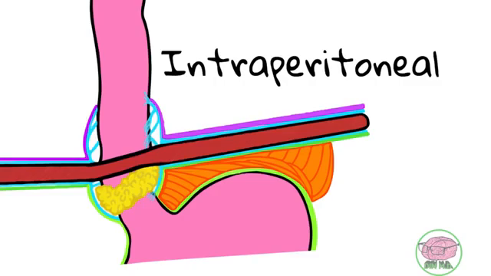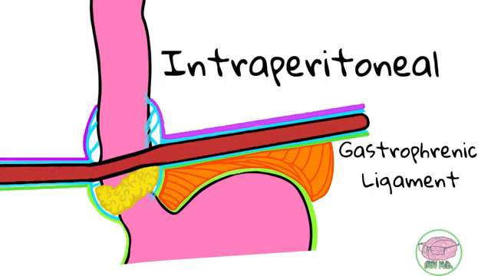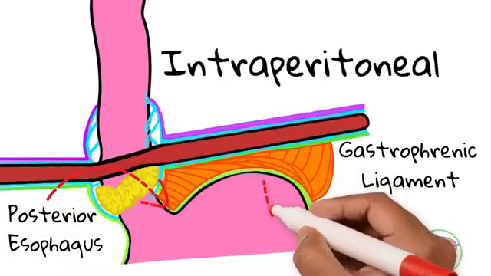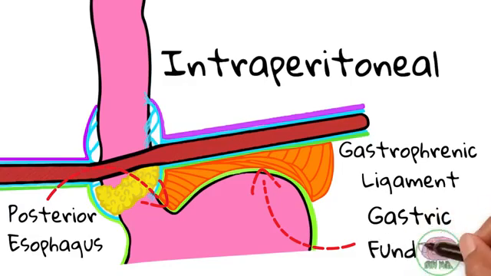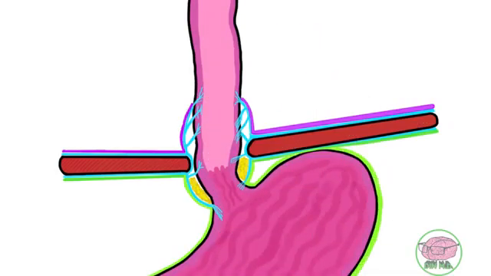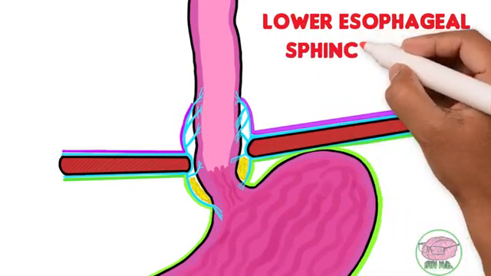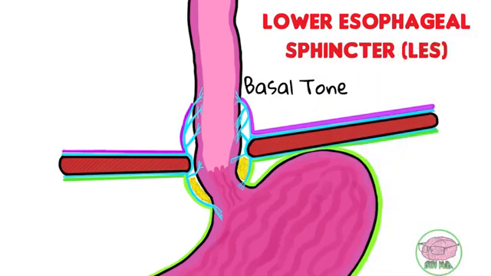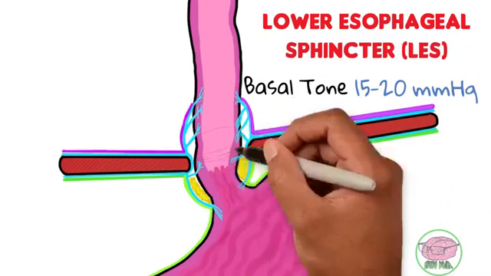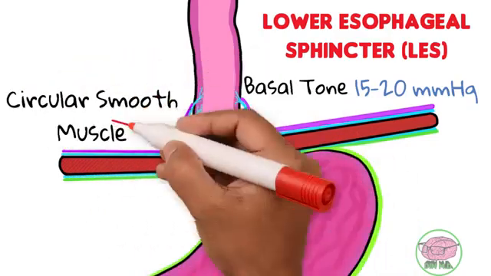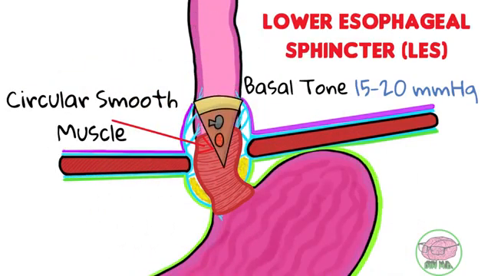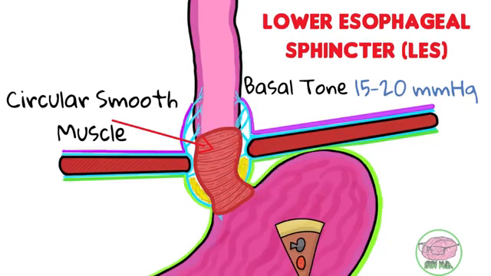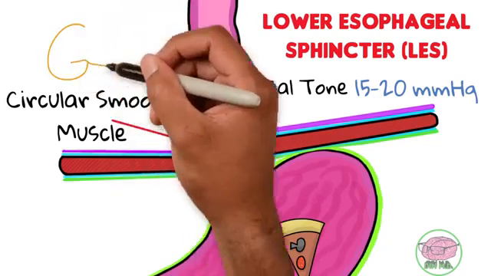This short mesentery is often called the gastrophrenic ligament. It goes from the posterior surface of the esophagus to the posterior surface of the gastric fundus and contains the vessels for the abdominal esophagus. And the final structure located in the abdominal esophagus is the lower esophageal sphincter. It has a high basal tone of 15 to 20 millimeters of mercury and is made up of circular smooth muscle. Together with the upper esophageal sphincter, they relax to allow the passage of food and also to allow vomiting.